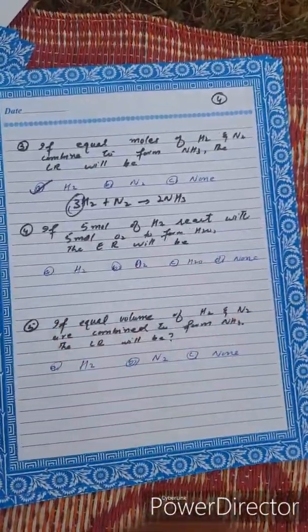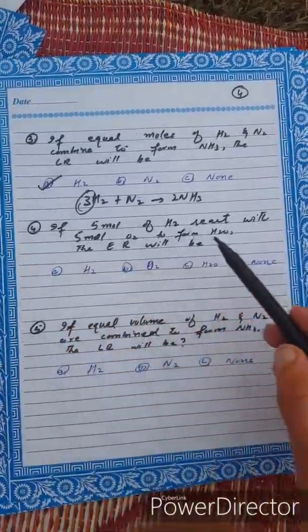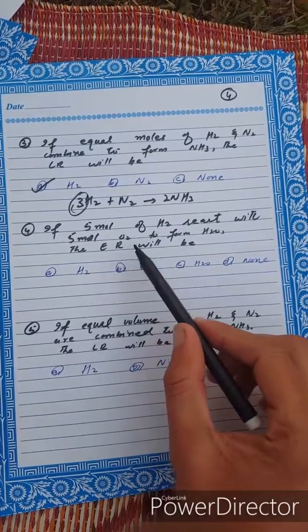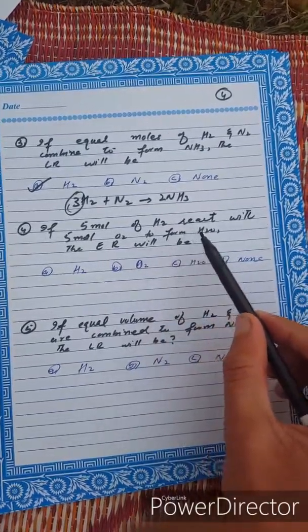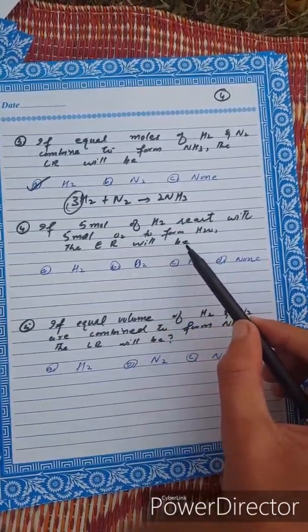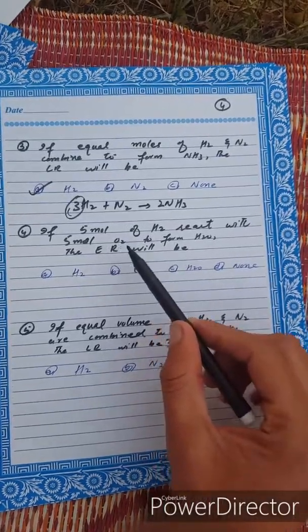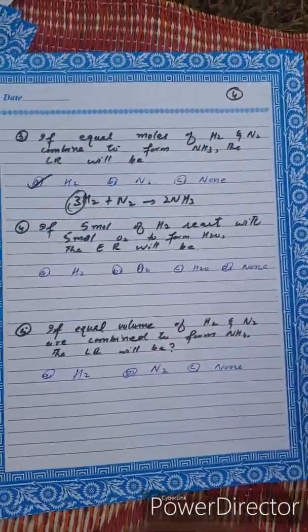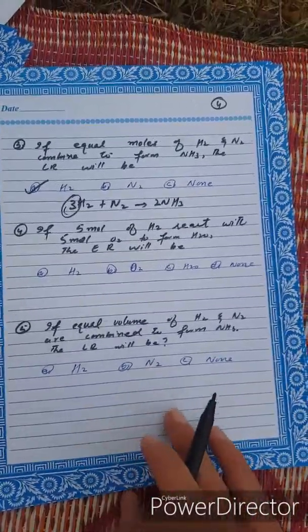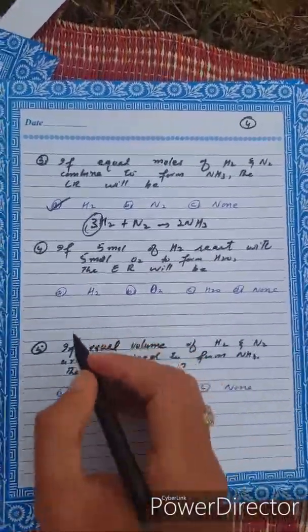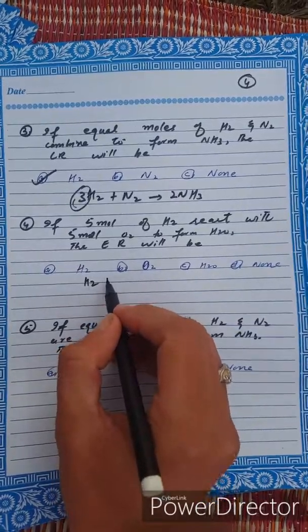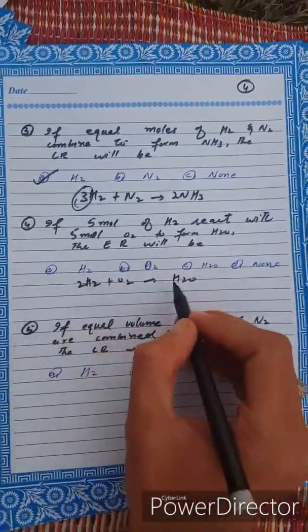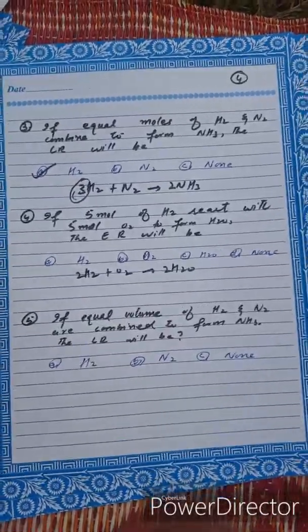Now let's come to the fourth problem: if 5 moles of hydrogen react with 5 moles of oxygen to form water, the excess reagent will be? This question is the same as the second and third one. First of all we have to write the equation: hydrogen reacts with oxygen, it gives us water. Okay, now it is balanced.